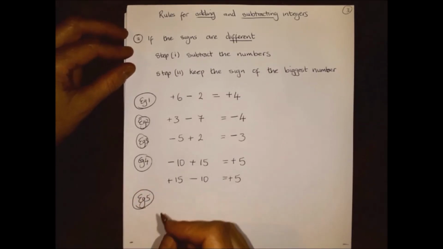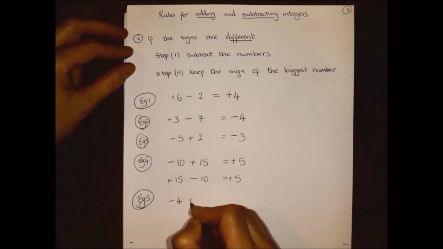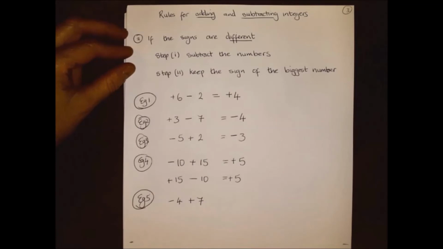Example 5. Say we have minus 4 plus 7. Different signs, therefore we subtract. 7 take away 4 is 3. Which is the biggest number? 7. Therefore we look at the sign, it's a plus, and we keep it. Plus 3. And the last example, example 6. Say we have minus 9 plus 5. Different signs, so we subtract. 9 take away 5 is 4. 9 is the biggest number. It is minus.